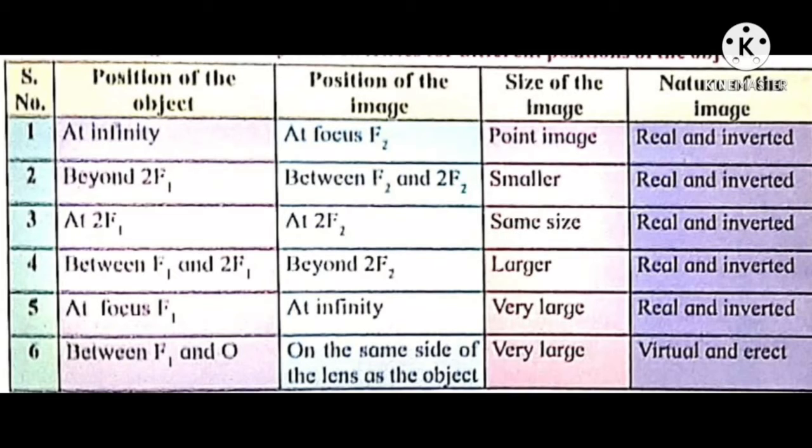आणि या ठिकाणी आपण सेकंड जो पॉइंट आहे when the object is placed beyond 2f1 आणि सिक्स्थ पॉइंट जो आहे when the object is placed between f1 and O याचा आपण स्टडी करणार आहोत. तर एक लक्षात घेऊयात आपण की beyond 2f1 असेल तर the image it is a real image and for sixth one when the object is between f1 and O the image it is a virtual image. म्हणजे आपण एक रियल इमेज फॉर्मेशन आणि एक व्हर्च्युअल इमेज फॉर्मेशन हे आपण इथे स्टडी करणार आहोत.